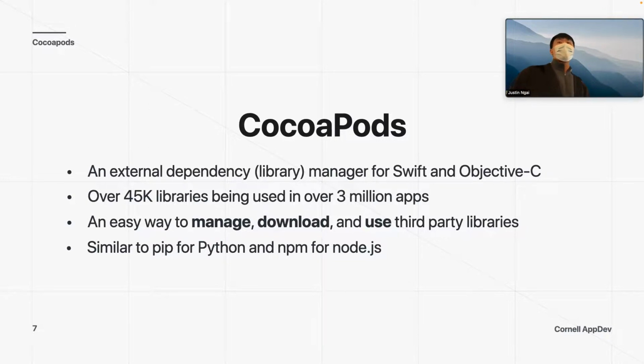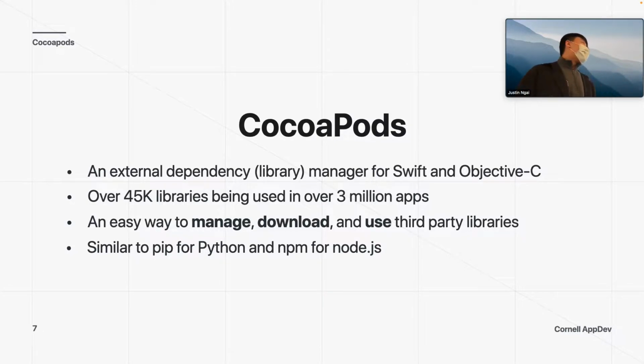So, how do we use external libraries? In iOS programming, we use what we call CocoaPods. There are a lot of other ways of achieving it, but we're teaching you CocoaPods mainly because it's one of the most popular, most widely used, and it has a lot of, 45,000 possible libraries that you can use, and it's very simple to get started and working with.